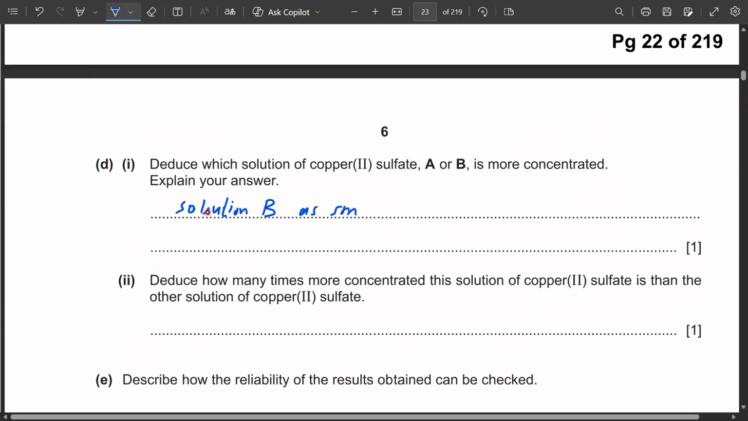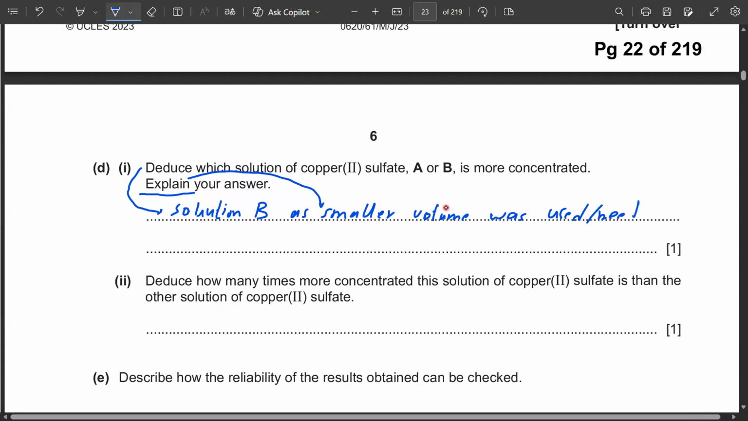The reason is that we have to deduce the answer, and the explain part is over here: a smaller volume was used or needed. We already saw that in the table.